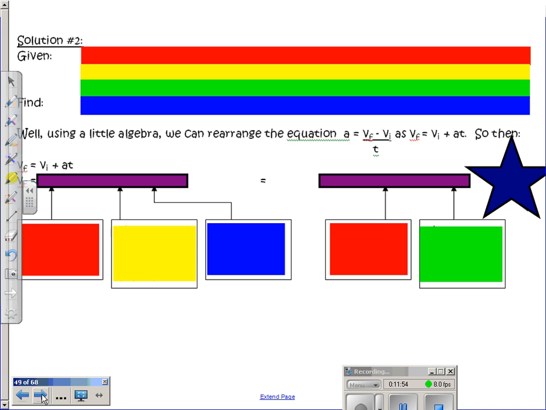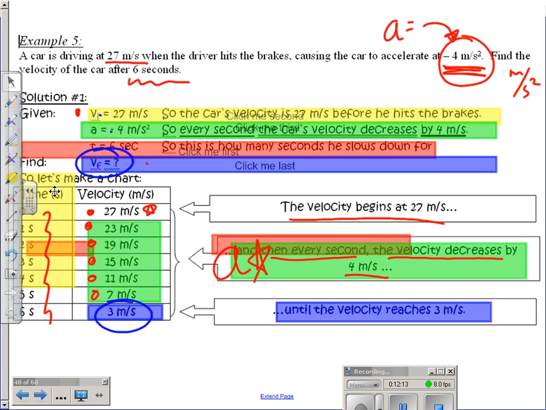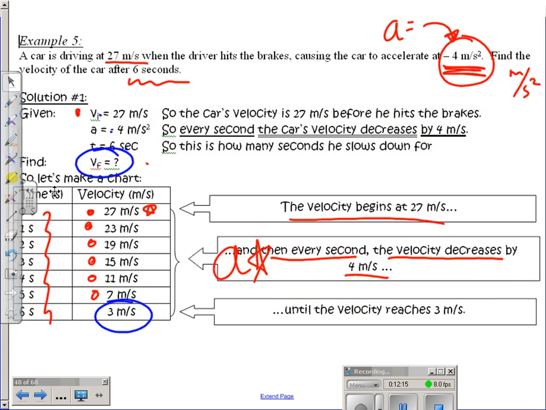All right. So eventually we're going to learn how to do the second solution using algebra. For now, I'm not going to worry about that solution. All right. This first assignment, we're really just going to focus on these charts here, because the charts show me that you understand the concept of what acceleration means.